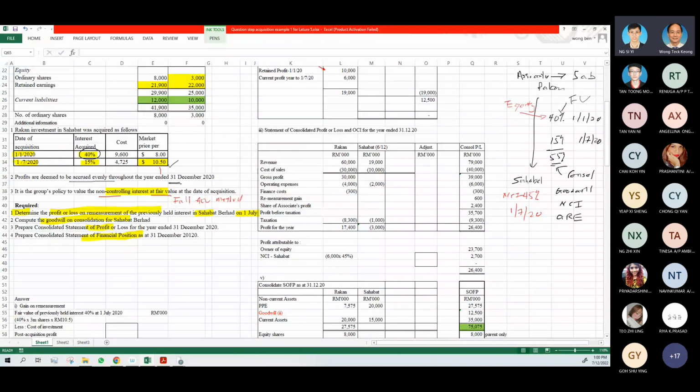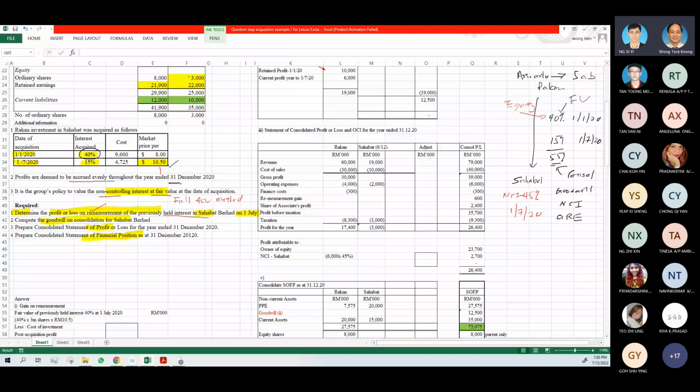So they ask you to determine the profit and loss, remeasurement of previously held share. It means the previous 40%, how much? So now 40% here, you bought at 9,600, now increase to $10.50. How to do it? Part 1. The previously held share, how much you make.